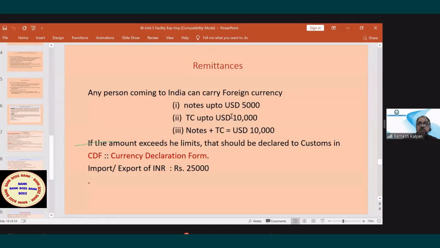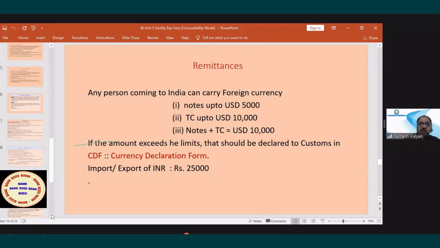Then another question is that whenever a person is returning, he should not hold more than this. If the notes are more than 5,000, he should get a currency declaration form from customs. And if the traveler's checks are more, the limit is 10,000, of which the currency notes are 5,000. That is what the RBI circular says. Both put together should not exceed 10,000. So they will also ask about the currency declaration form. Every time they ask in the examination. These are very simple things.